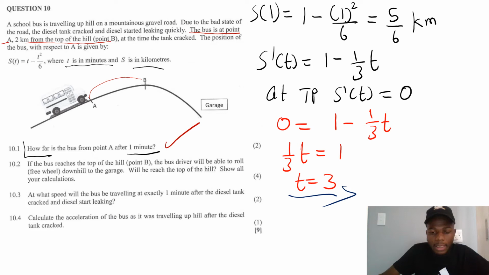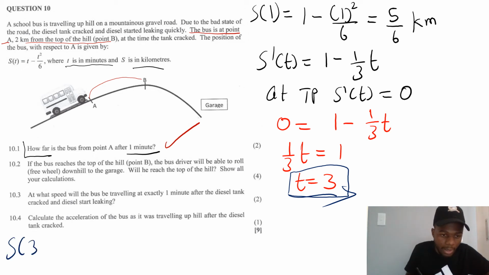This is the minutes that this bus is going to travel, but we need to find how far. We are not calculating the minutes, we are calculating the distance. We need to know how far the bus will be able to travel, the maximum distance from point A. So we take this t and substitute it into the original function to calculate the length. So we have to find s of 3.